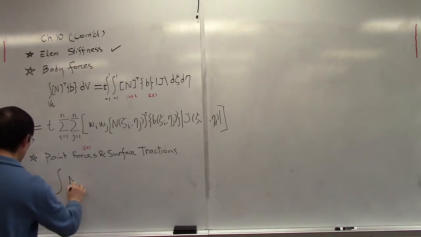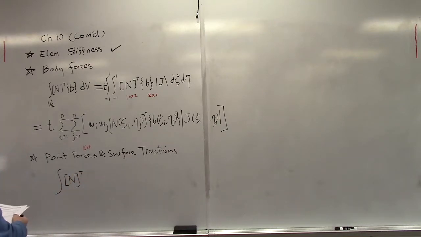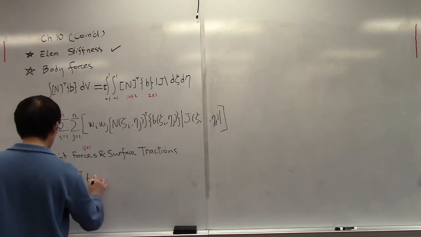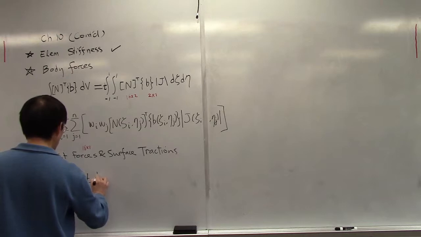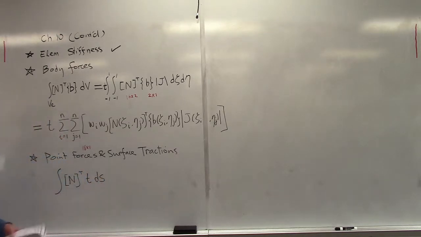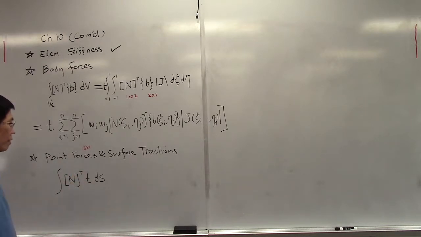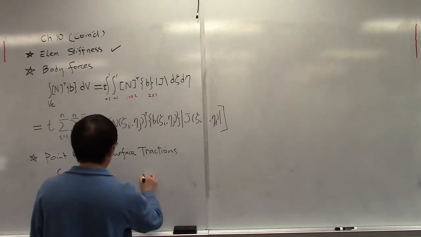Okay, the formula is the shape function transpose times t and then ds. And again, look at this. This is unitless. The traction means force per unit area, and this is times area. So at the end, the unit is just force.